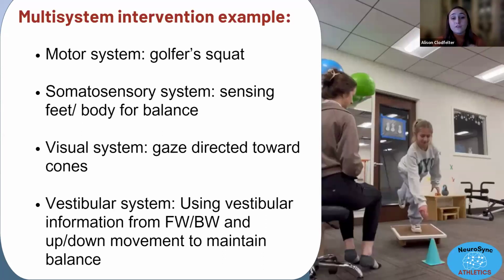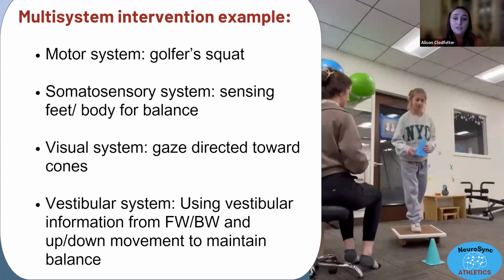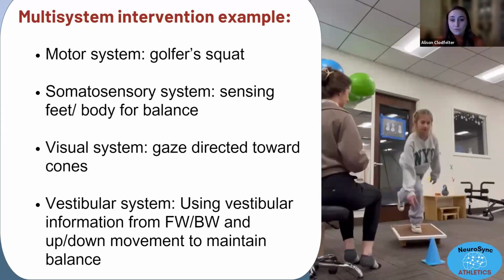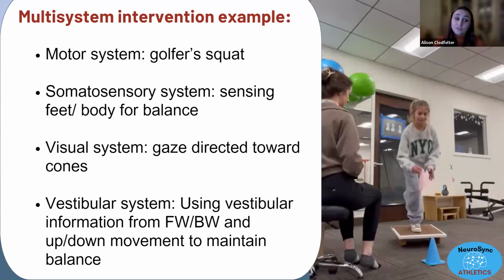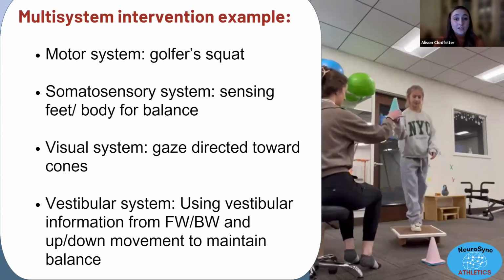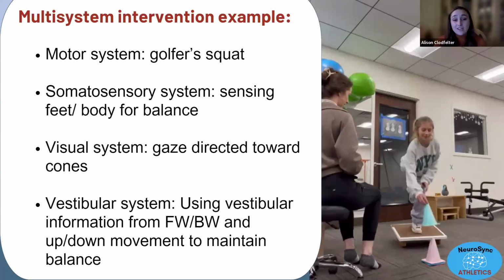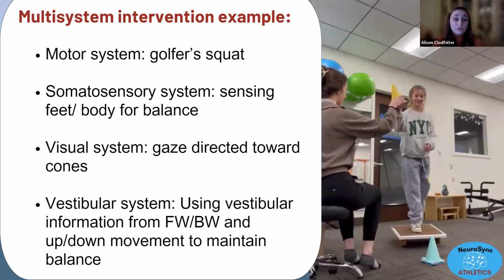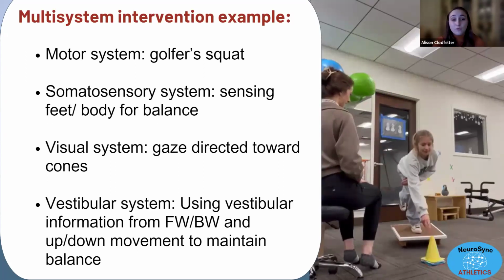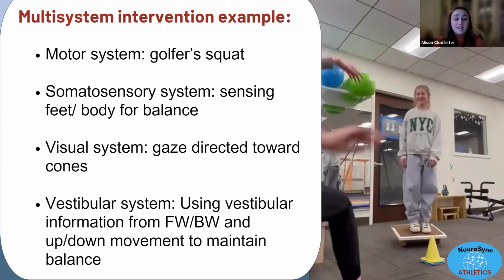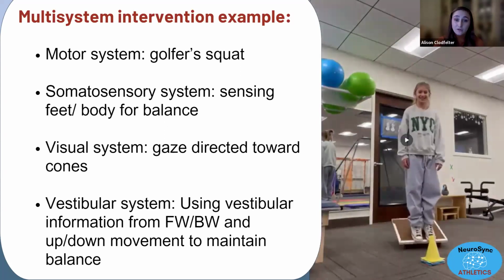She's also using her visual system. See how she's carefully directing her gaze toward the cones each time, and she's keeping her eyes locked on that target. So she's working on gaze stability here as well. And she's getting lots of excellent vestibular information because she's moving forward and backward in space and up and down to maintain her balance. So again, this is just an excellent example of a multi-sensory, multi-system intervention that's used to benefit athletic performance.